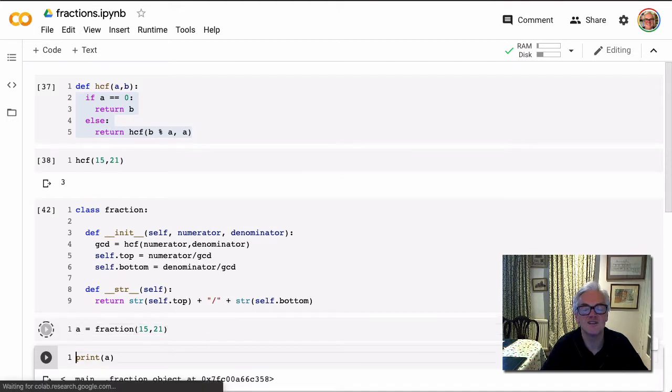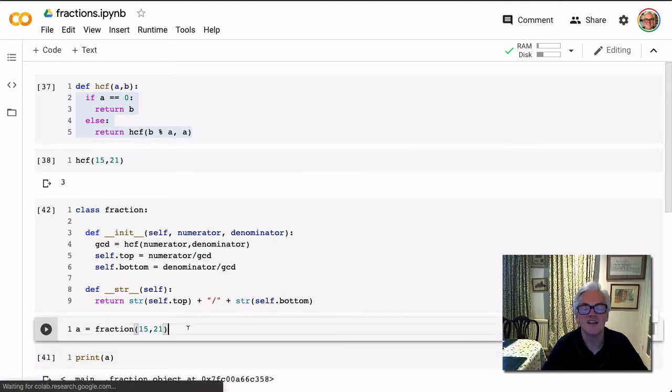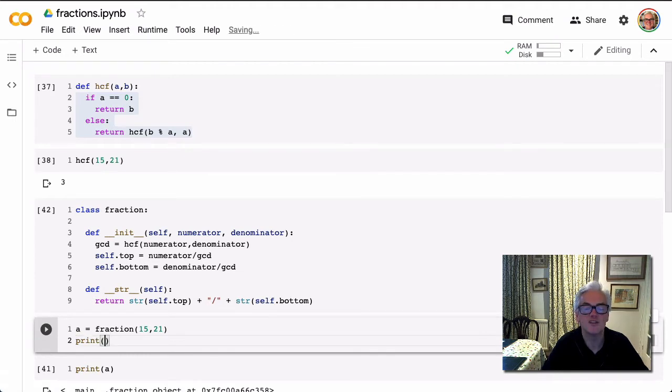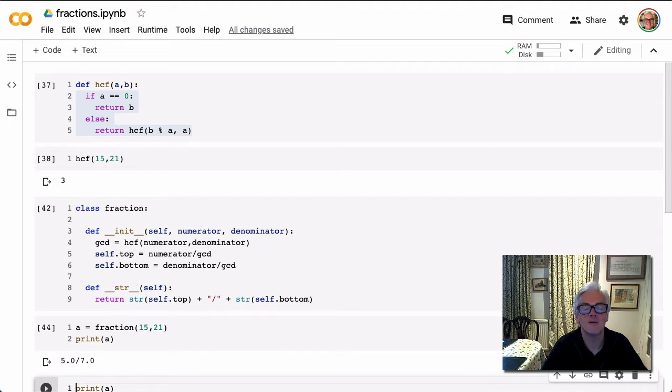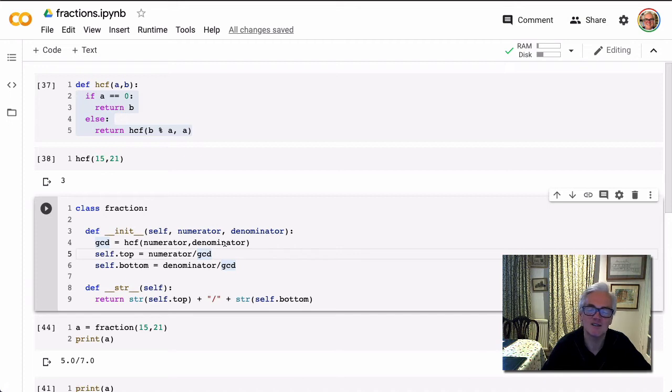A is still 15 out of 21, that's good. Let's see what happens if I ask it to print A this time. And we get a response 5 out of 7. That's pretty cool, isn't it? It's saying 5.0 over 7.0, which is really quite inelegant there, because I don't really want this being displayed as real numbers. The issue, of course, is that I've done a division here, which will typically return a real number.